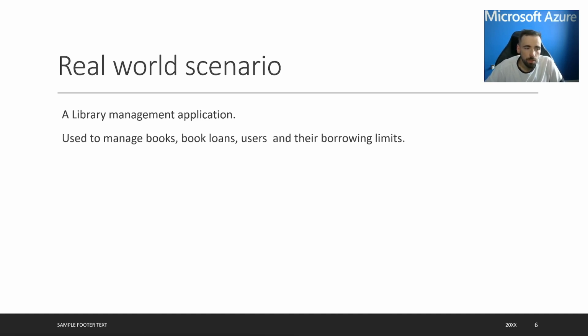So as we dive into each principle, the examples of a real-world scenario are going to be around a library management application. And this is a simple .NET application with a web front end that is used to manage books, book loans for adults and children, users and their borrowing limits.